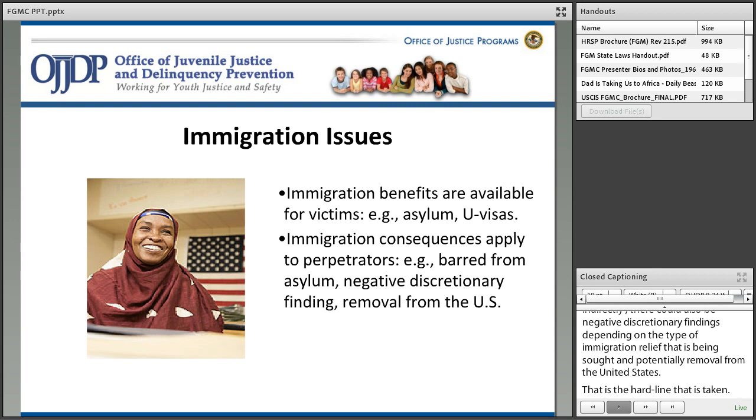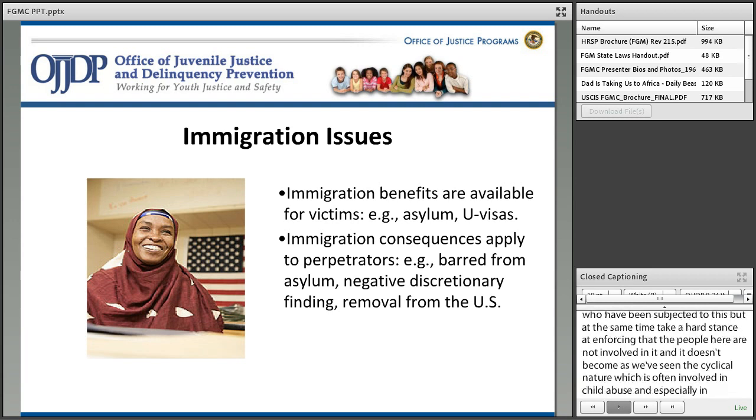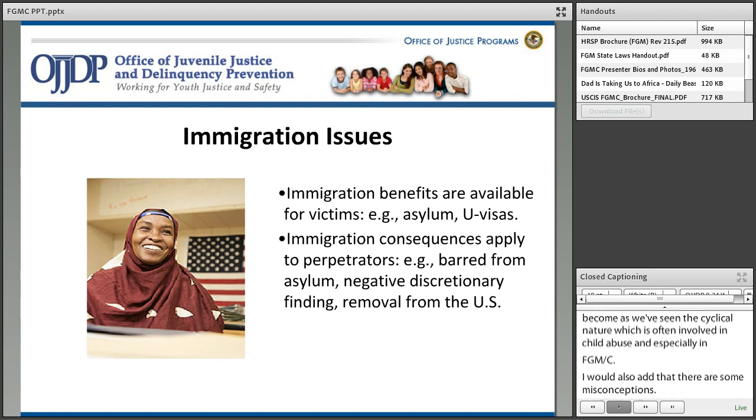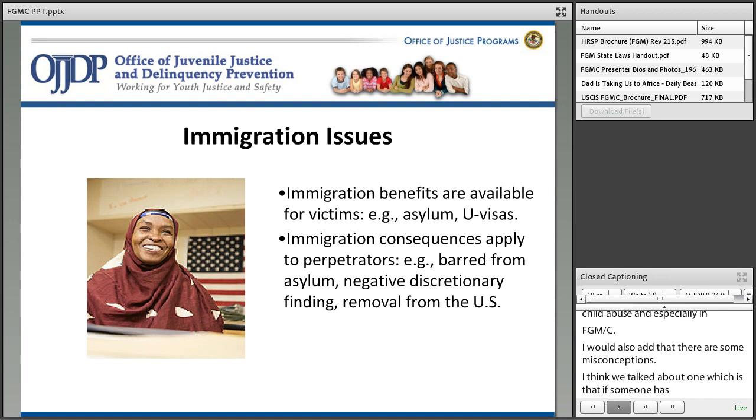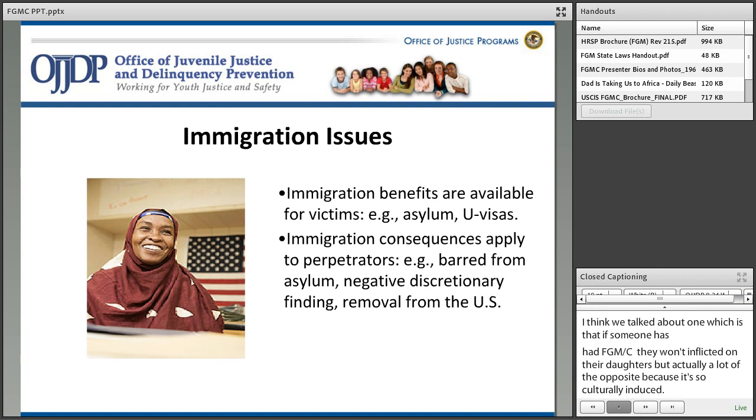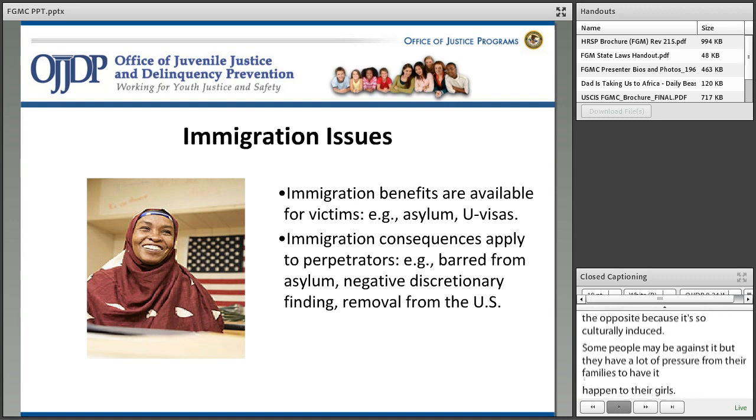And I'd also just add that there are some misconceptions. I think we talked about one, which is that if someone has had FGM subjected to them, that they necessarily view it as persecution, that they won't inflict it on their daughters, but actually it's a lot of the opposite. Because it's so culturally induced, because some people may be against it, but they're having, as Zainab talked about, a lot of pressure from their families to have it happen to their girls. Then because it's cyclical, we do see that there's a higher risk for girls who are from a culture, from an environment, from a family that have had this done.